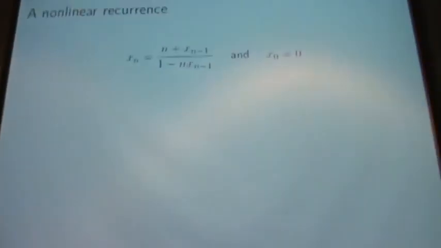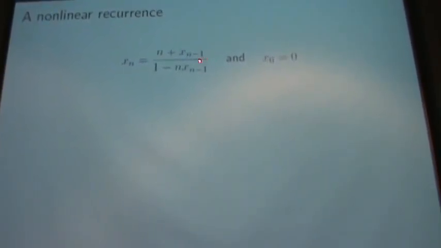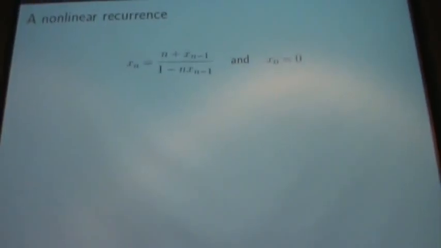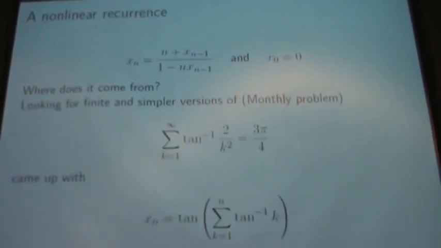Okay, here's what I want to show you. I have exactly plenty of time. Okay, so here's a nonlinear recurrence. Okay, xn is n plus xn minus 1 over 1 minus n xn minus 1. If you stare at this for a while, then you will know where it comes from, right? I'll tell you.